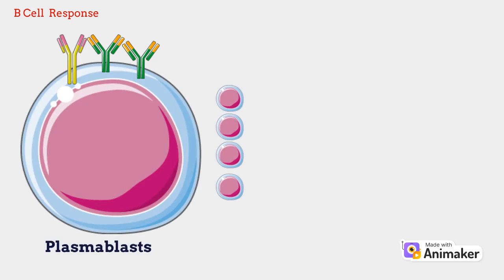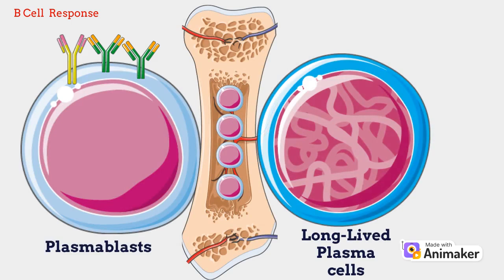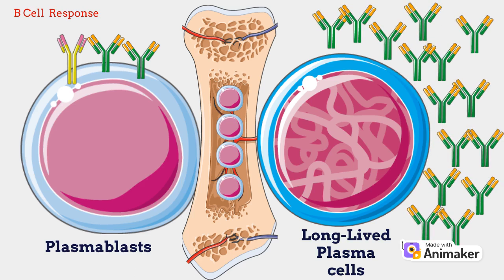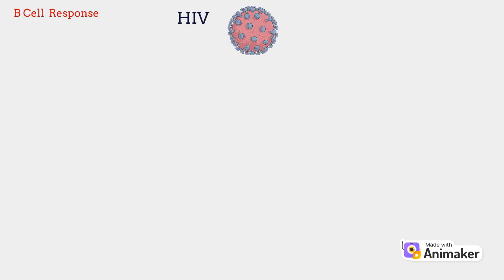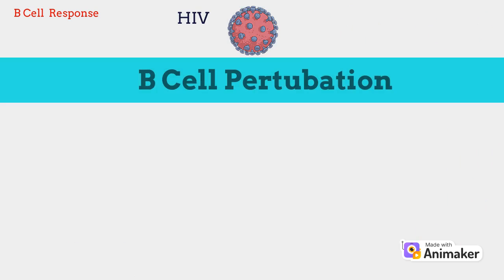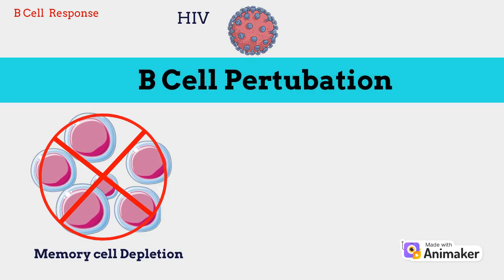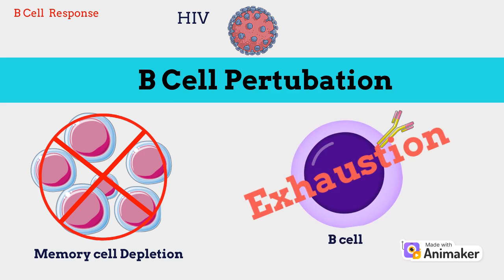A fraction of plasmablasts migrate to the bone marrow to further differentiate into long-lived plasma cells and have been found to generate the largest portion of HIV-specific antibodies in the body. However, HIV infection can cause significant B cell perturbation, specifically memory B cell depletion and exhaustive B cell activity.